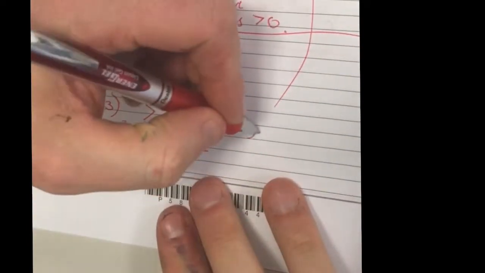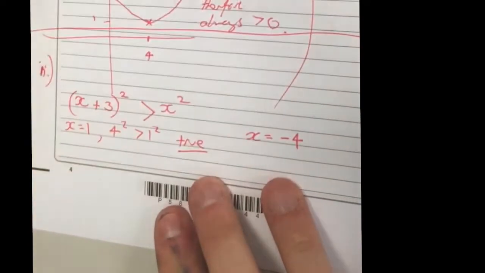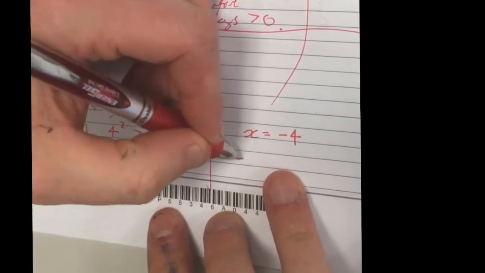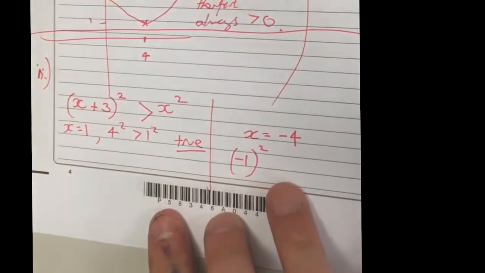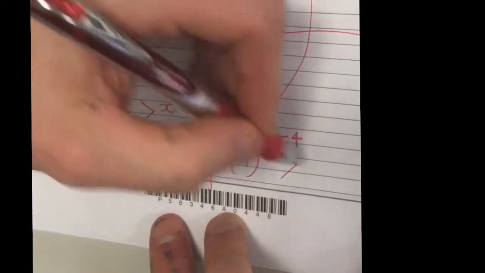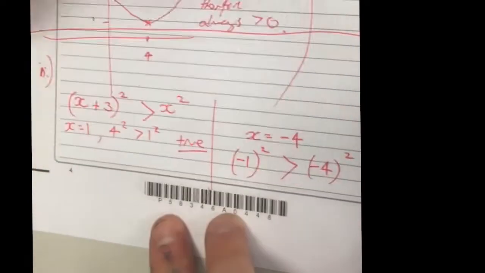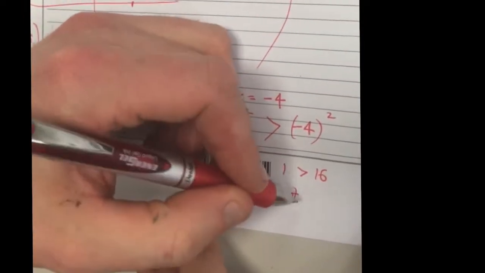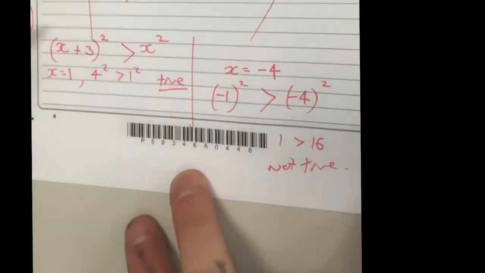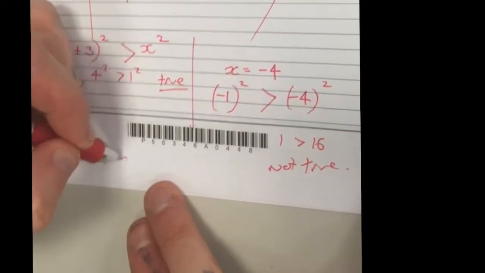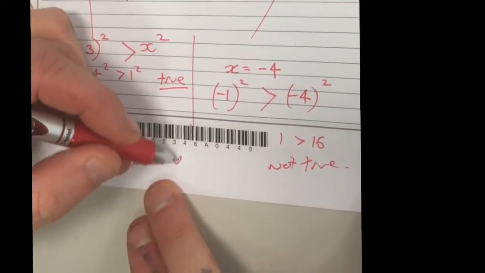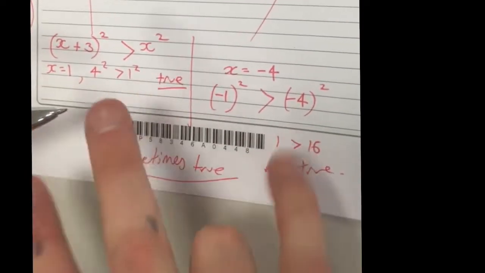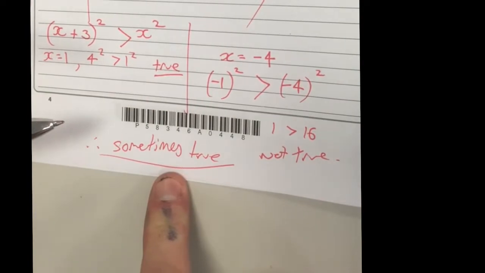So we're going to try x equals minus 4. Now, minus 4 plus 3 gives us minus 1, squared. Is minus 1 squared greater than minus 4 squared? So we get 1 is greater than 16, which is not true. So the overall summary is therefore sometimes true. So basically just try 2 different versions, one that's true, one that's not true, and say it's sometimes true.